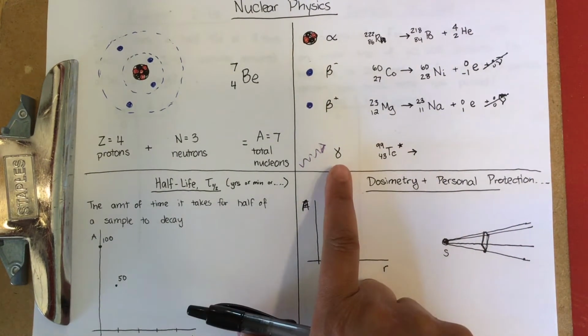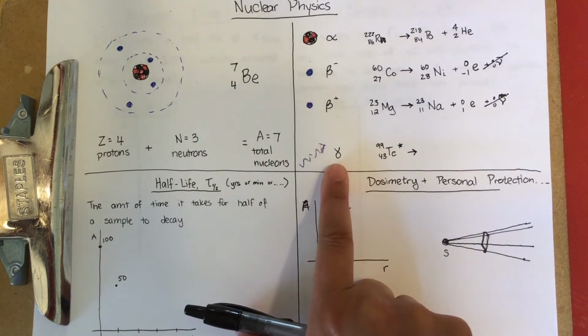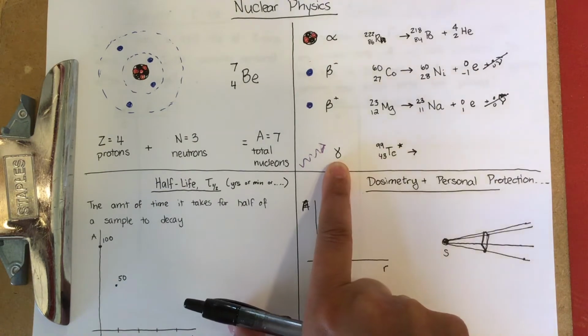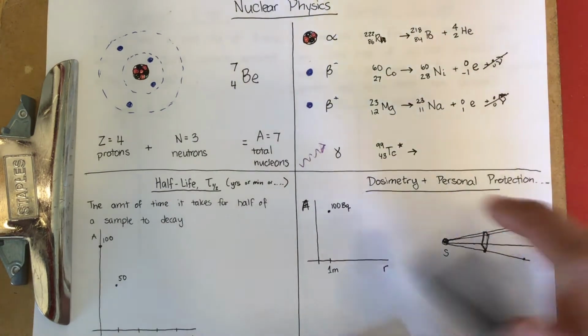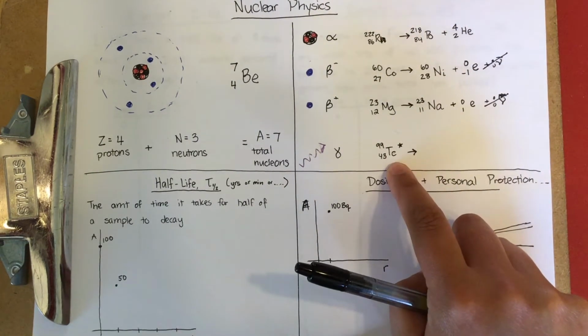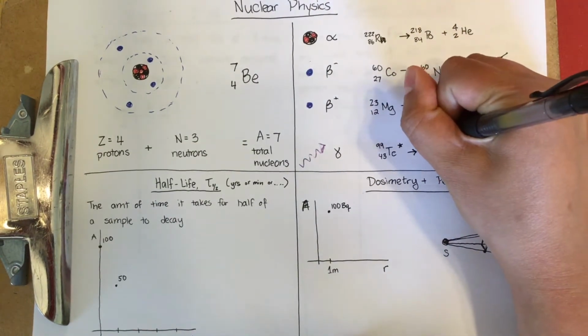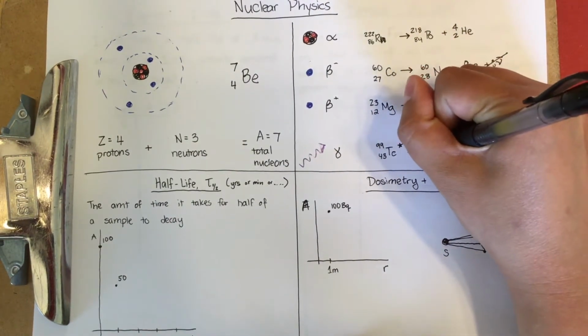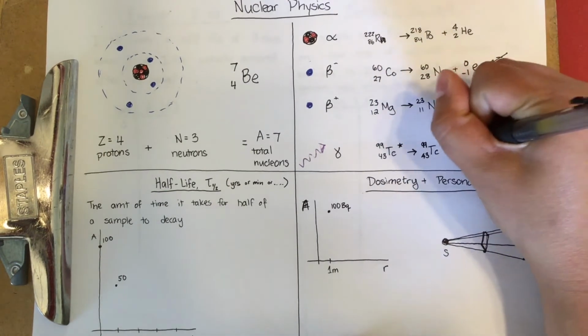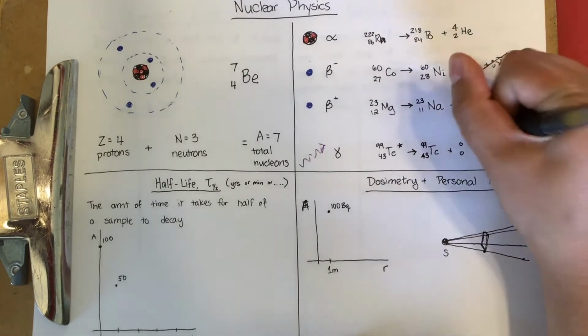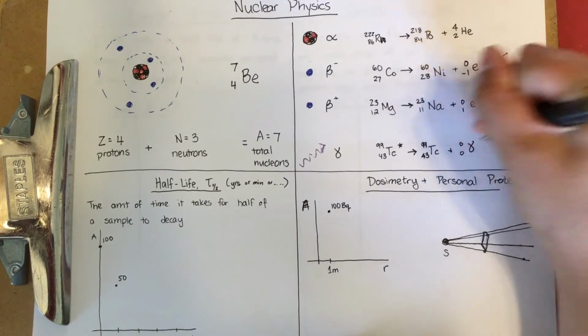Finally, if your nucleus is in an unstable configuration, it can emit a gamma particle, or how about we say this, a gamma ray, a high energy ray of light. So technetium-99, for instance, is an unstable isomer that will decay down to a stable state of technetium-99 by emitting a 0,0 gamma.